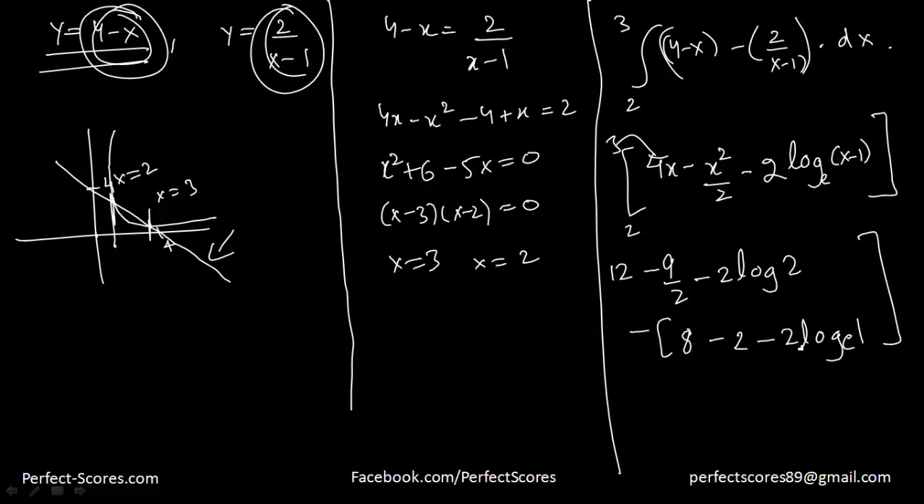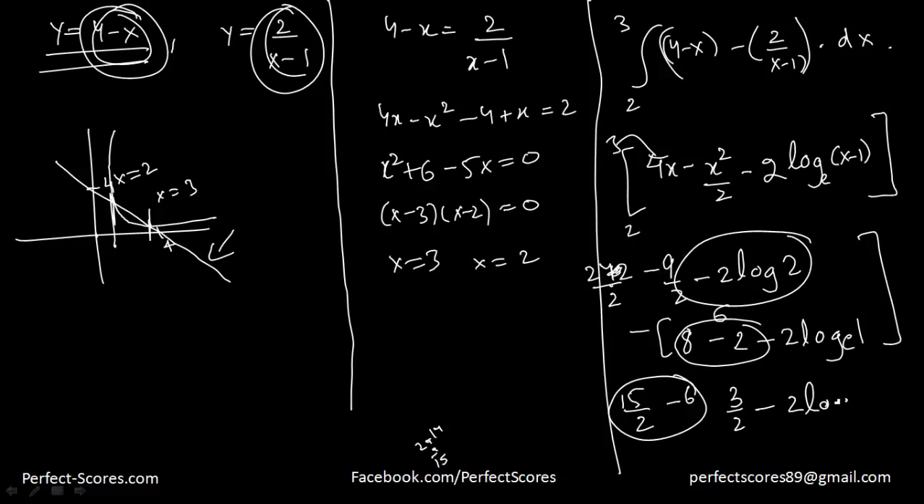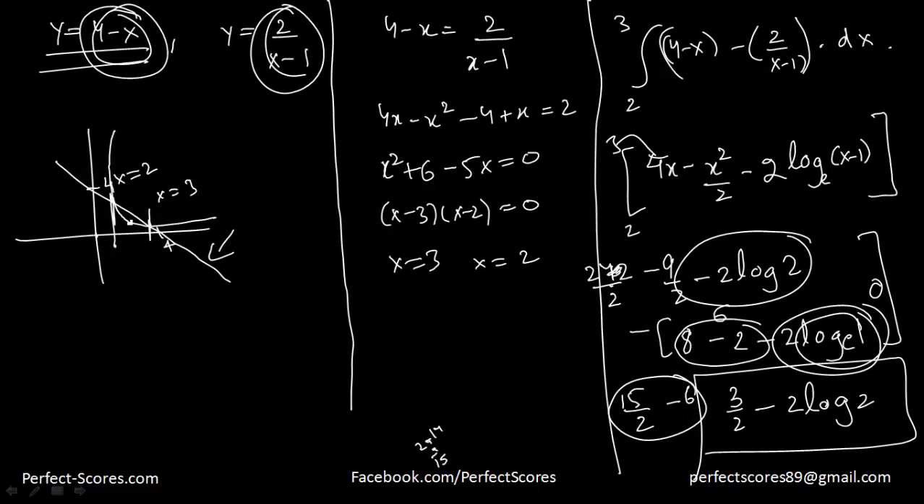And as you know, log of 1 is always 0, right? So this is 12 minus 9 over 2, which I'm going to call 24 over 2. 24 minus 9 is going to be 15 over 2. Sometimes I don't want to make a mistake, right? So 15 over 2, and this is going to be 8 minus 2, which is 6. 15 over 2 minus 6 is going to be equal to 3 over 2 minus this part, which is 2 log 2 minus 1. As you already know, this is 0 because log of 1 is always 0. So this is the area between these two curves, that is this area right here.